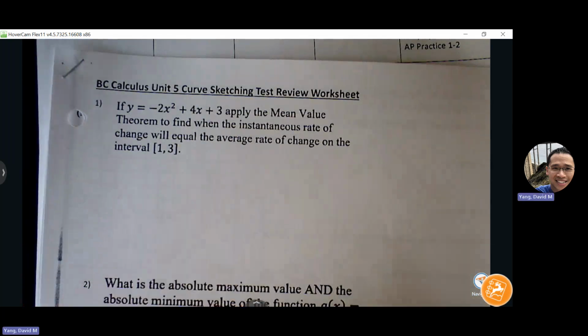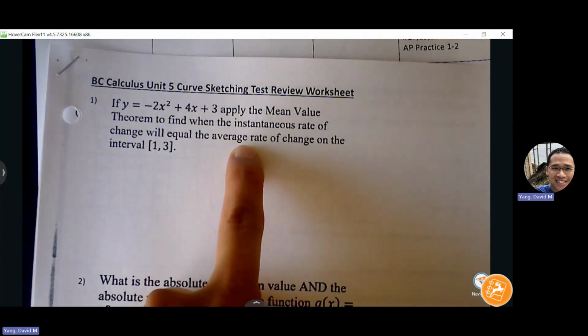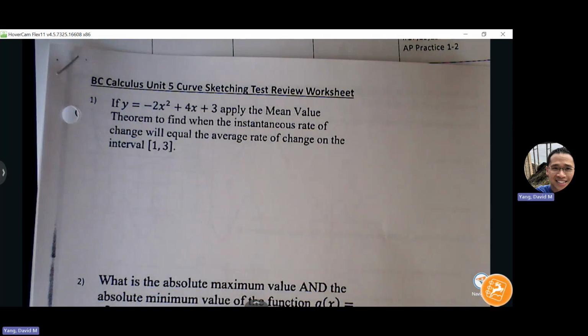Okay, so let's try number 1. Apply mean value theorem to find when the instantaneous rate of change will equal the average rate of change on the interval from 1 to 3. So focus on your average rate of change first. Find your ordered pair, find your slope. Then worry about the instantaneous rate of change. Then worry about your derivative. And then you can set those equal to each other. But make sure also that you list out your conditions, because if we want mean value theorem to be applied, continuous and differentiable conditions have to stand.